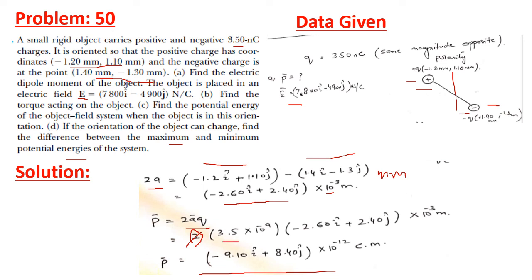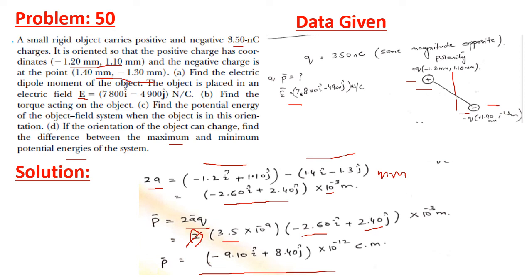And when I multiply this 3.5 with 2.6, I'll get 9.1. And when I multiply this 3.5 with 2.4, I'll get 8.4 unit vector j into 10 to the power minus 12 coulomb meter. So please correct this. I should not have written this 2 over here.